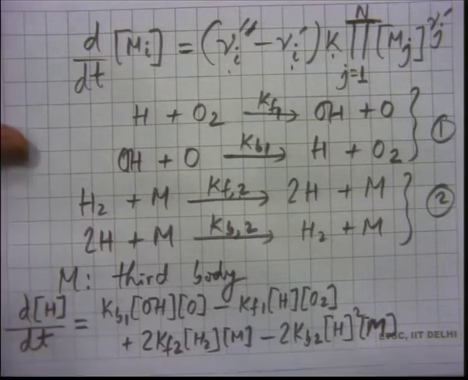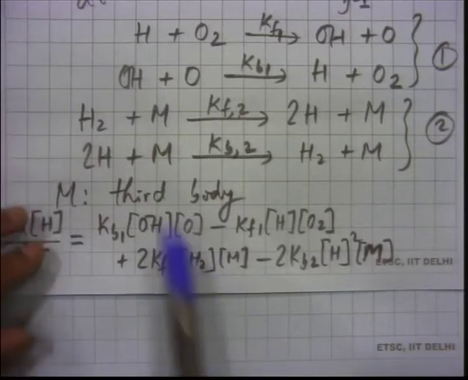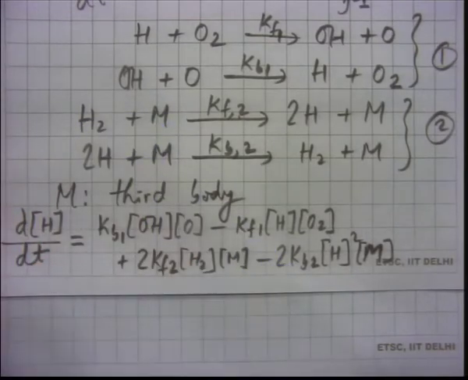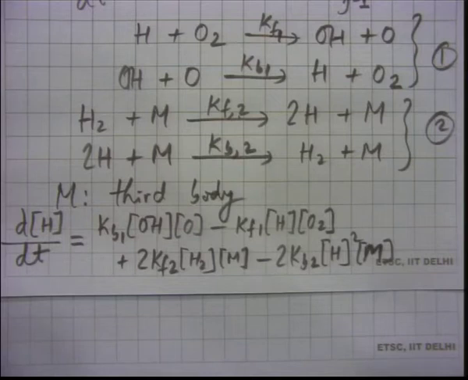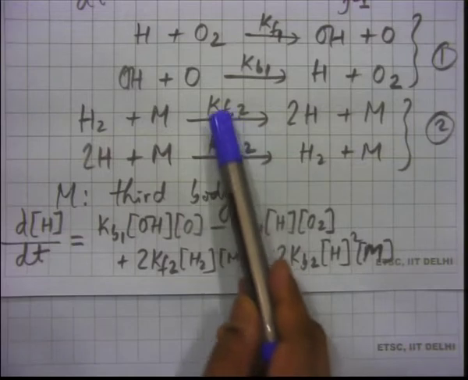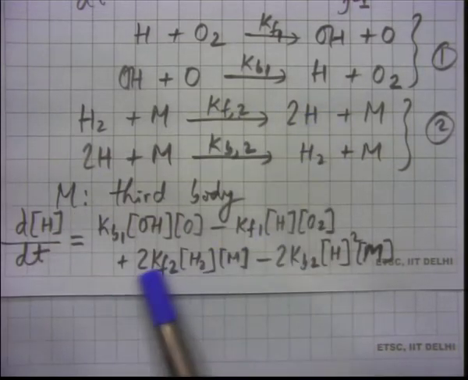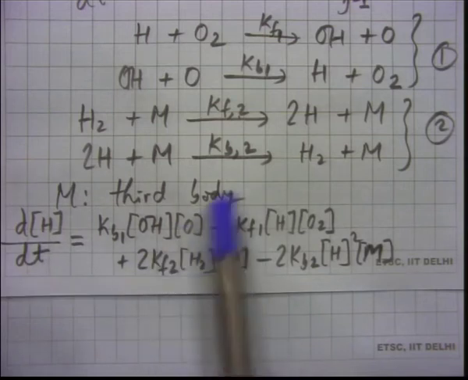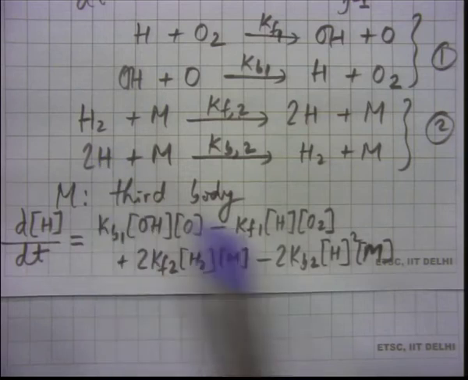Now, let us go to the second set. The second set is this H2 plus M, the third body reaction which we are talking about. Here you notice that there is again this plus sign here and minus sign here. You should be able to explain it now. That is okay, because the KF2 reaction is producing H, so this must be positive, and the Kb2 reaction is consuming H, so this must be negative.